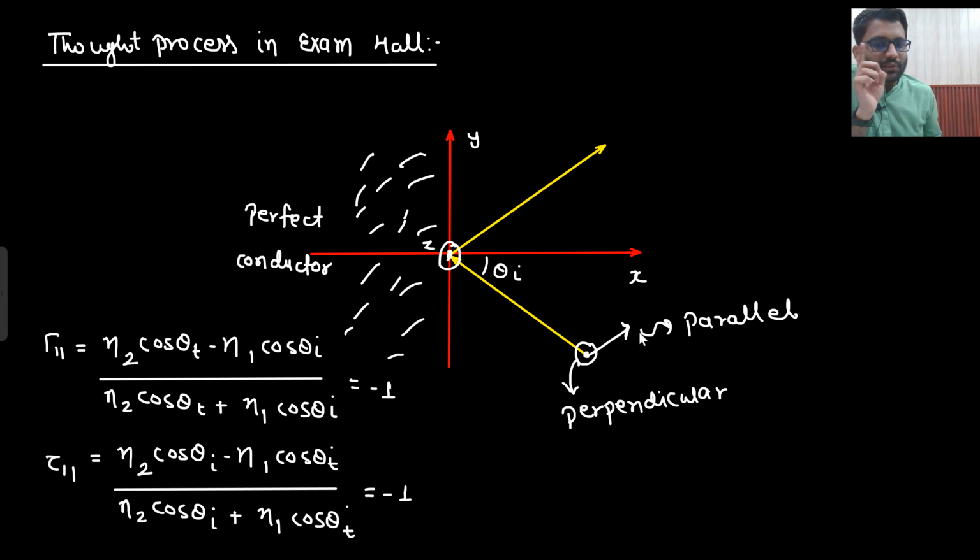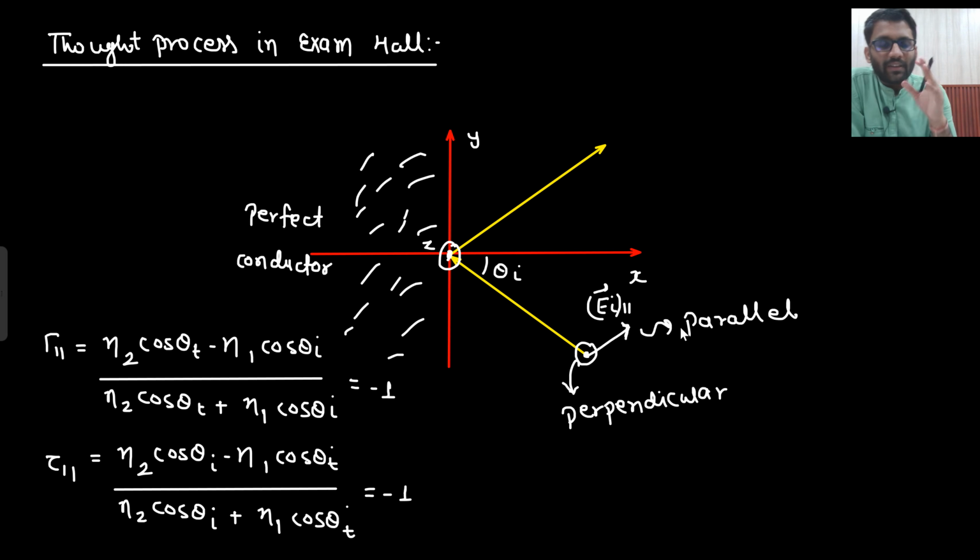Now I will solve with respect to the parallel component of the electric field. What I am saying is, this is my incident electric field, but this is the parallel component, right? There are two kinds of polarization here. Parallel polarization is also there, perpendicular polarization is also there. Both polarizations are there. So first I am solving with respect to the parallel polarization.